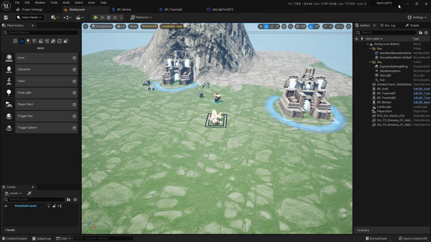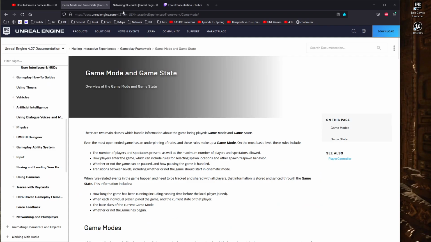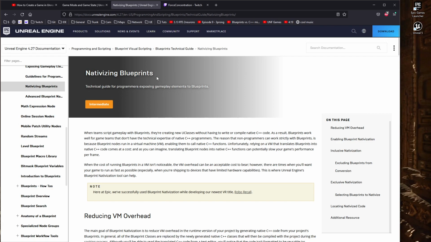Well, there was not much more to it, and something which piqued my interest was the difference between a blueprint project and a C++ project. For me, C++ is not really a problem because I'm a C++ programmer, but what about blueprints, the efficiency of blueprints? And again, I would direct you to the Unreal Engine documentation.